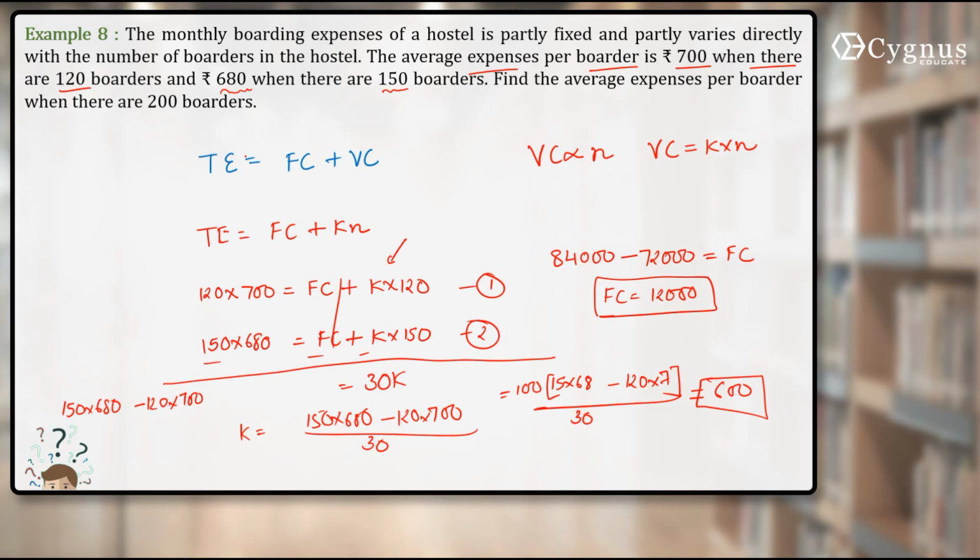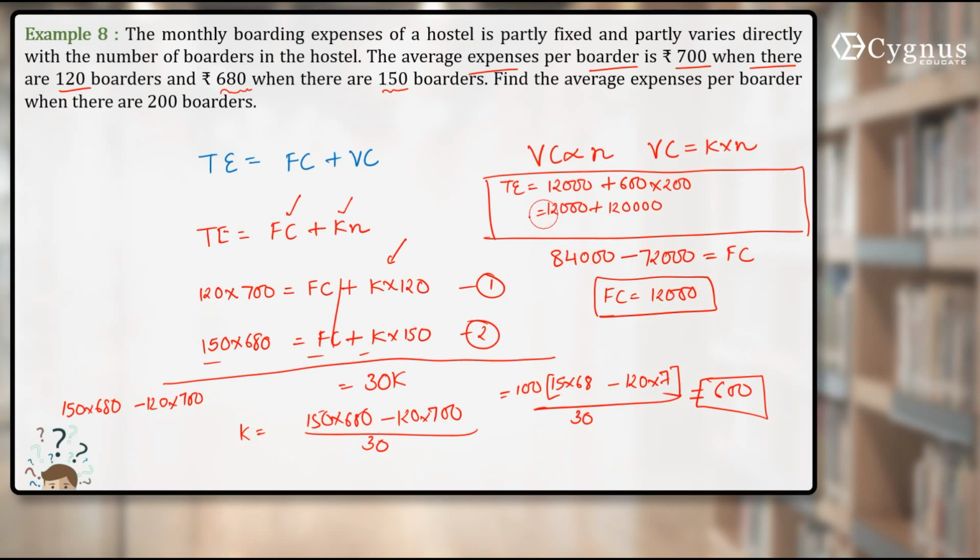What's the question now? What is the total cost? Find the average expenses per boarder when there are 200 boarders. So what I'll do, I'll put FC equal to how much? 12,000 and K equal to how much? 600. So what do we get here? Total expenses will be equal to fixed charges, that is 12,000, plus K is 600, and the number of boarders are how many? 200. 600 into 200. This is 12,000 plus 12, and you get four zeros. This would be the total expense.